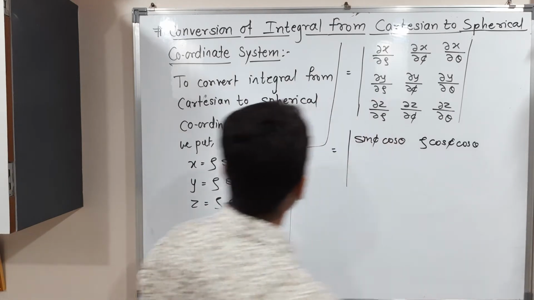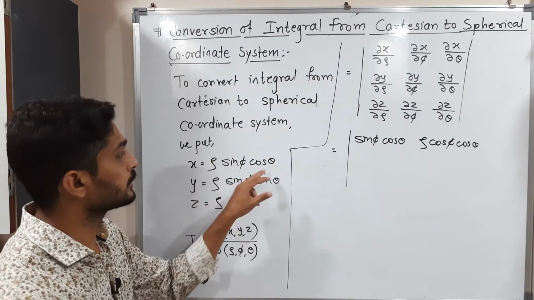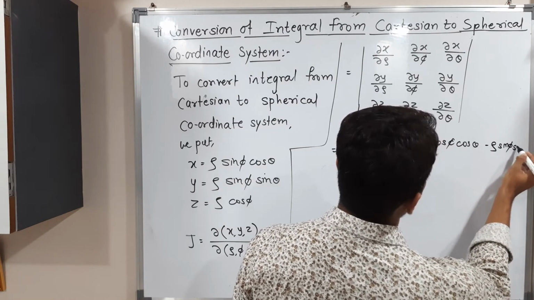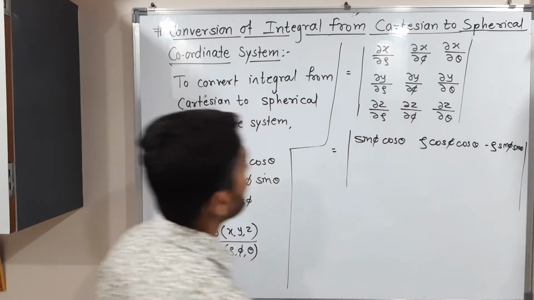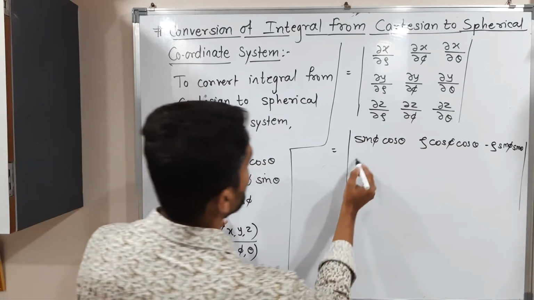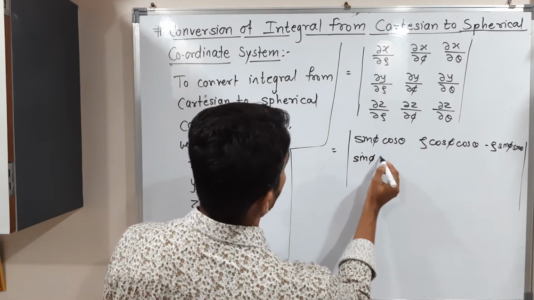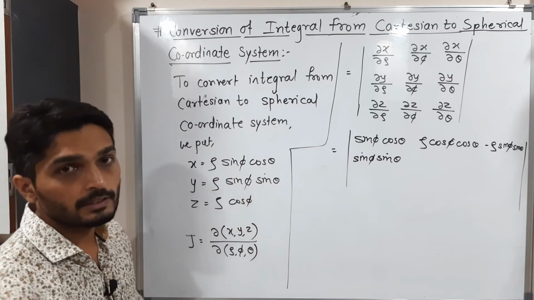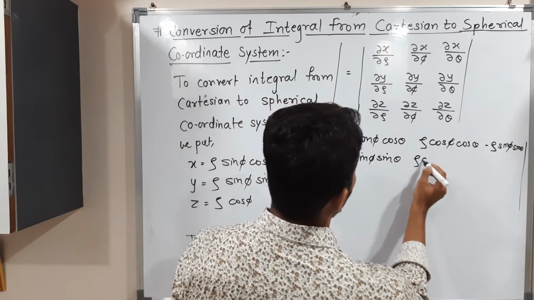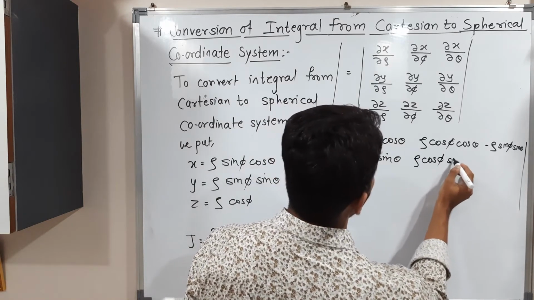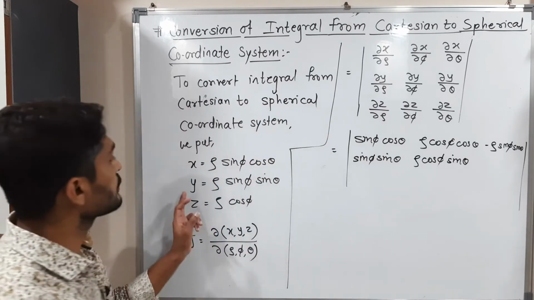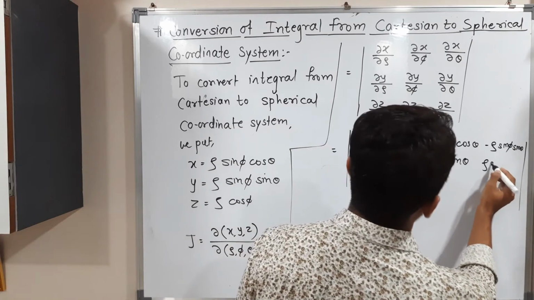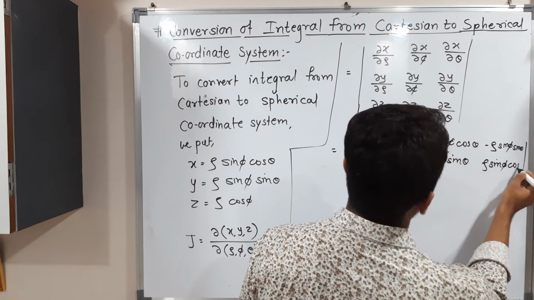Okay, and last, derivative of x with respect to theta: these two are constant, derivative of cos theta is minus sin theta. Next, derivative of y with respect to rho, I am simply writing now, sin phi sin theta. Derivative of y with respect to phi: these two are constant, derivative of sin phi is cos phi, so rho cos phi sin theta. And derivative of y with respect to theta: these two are constant, derivative of sin theta is cos theta, so rho sin phi cos theta.